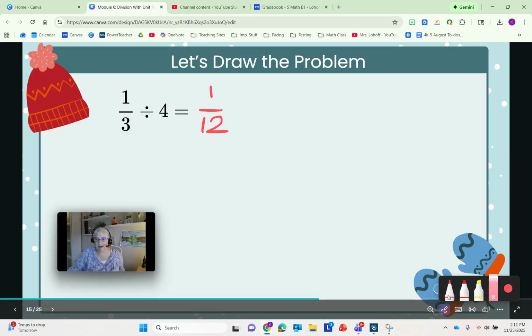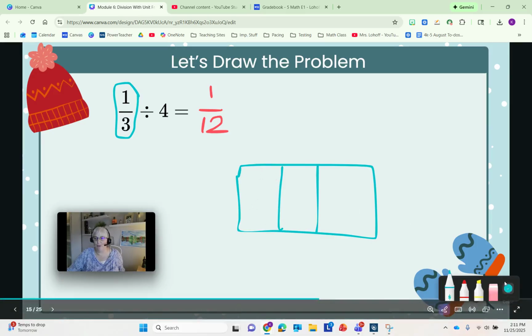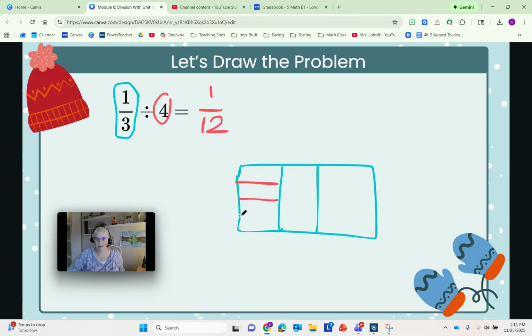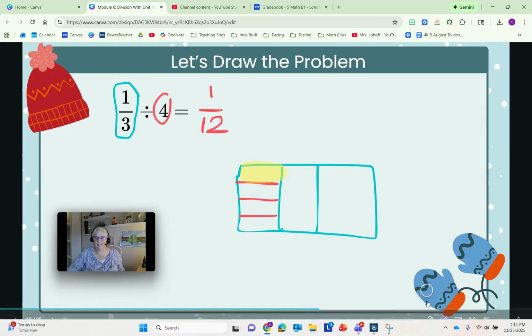Let's see if that works out to be correct. I'm going to erase this for now, and I'm going to draw it out to see if that works. First, I need to show 1/3. So I create a box, and I divide it into thirds. Taking one of the thirds, I am then going to divide that into 4. Now this 1/3 section I have divided into 4 parts. Our measurement that we're talking about is just this right here.